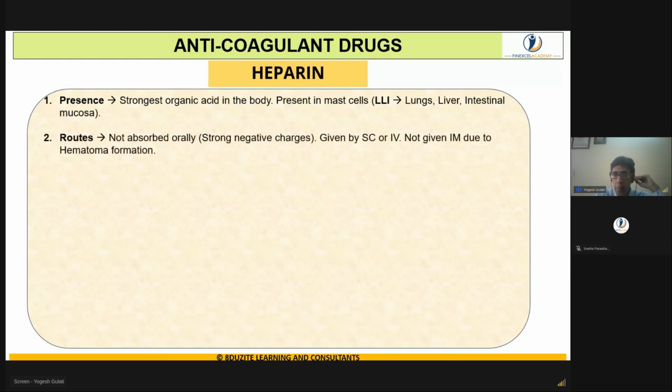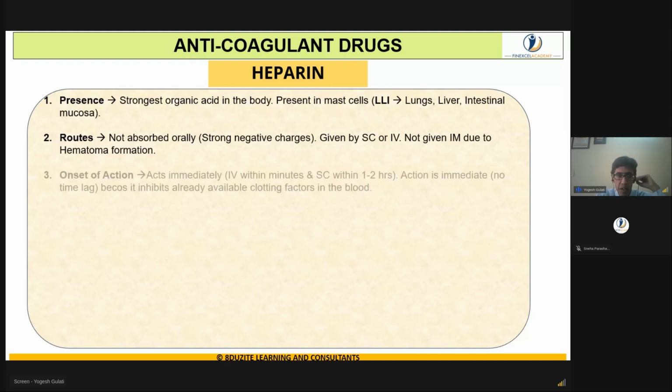Routes of administration: heparin is not given orally. It has a strong electronegative charge on its molecule, so because of the electronegative charge, it will not be absorbed orally. So it will never be given orally. It is given only by the parenteral route, subcutaneously or intravenously. Never given IM, because there is a high chance of hematoma formation. So the intramuscular route is avoided. It is only given by the subcutaneous or intravenous route.